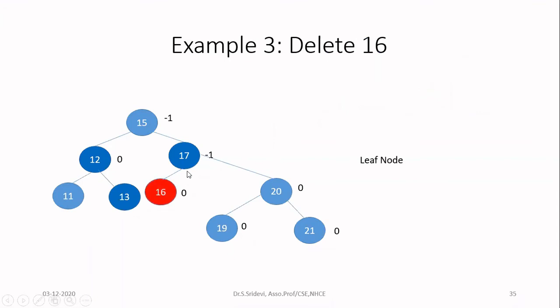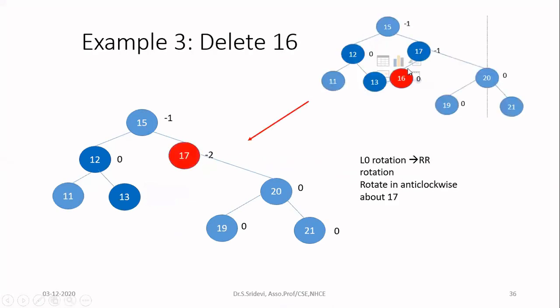So now I need to delete 16. 16 is available as a leaf node. If it is a leaf node, delete it and replace the corresponding pointer of the parent with null. So I'm deleting this 16. In node 17, I am replacing the left pointer with null. So it is not having any left child now. After that, you calculate the balance factor of all the nodes. Here, the balance factor of 17 is now -2 because in the left subtree, nothing is there. In the right subtree, I have two links. So 0 minus 2 is -2.